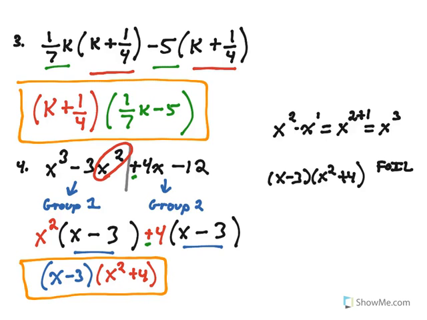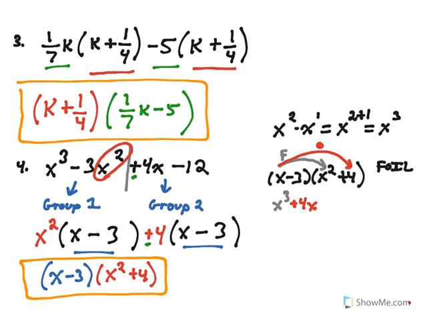The first thing that we're going to do is that. That is your first. X times x squared is x cubed. Okay? The next thing that we do is take the x and multiply it by 4. And that's going to be your outer. Well, x times 4 is plus 4x.